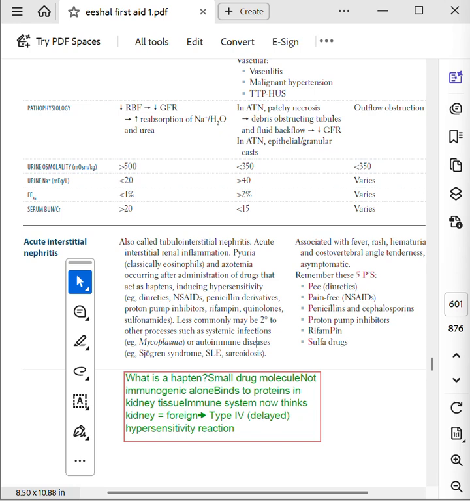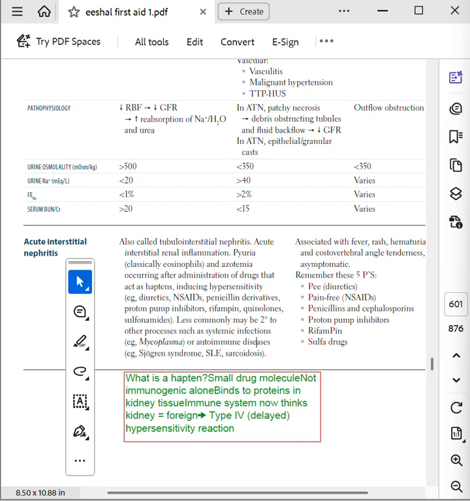These are basically diuretics, NSAIDs, penicillin derivatives, proton pump inhibitors, rifampin, quinolones, and sulfonamides. What happens is you basically induce hypersensitivity. This is a type 4 delayed hypersensitivity reaction. It's T cell mediated and it's not antibody mediated. It occurs days to weeks after the drug exposure. That's why stopping the drug actually helps.